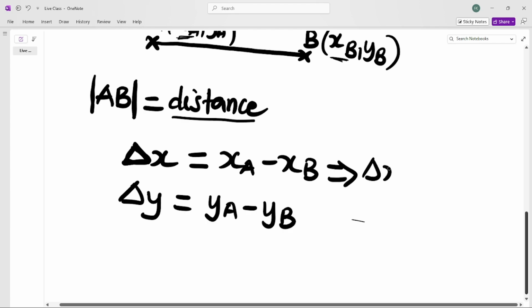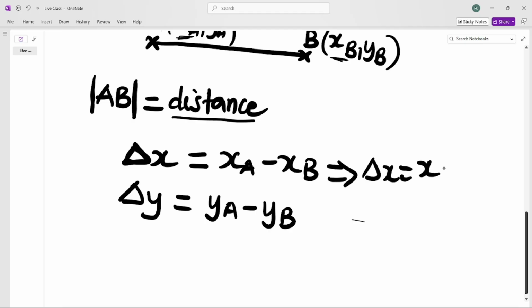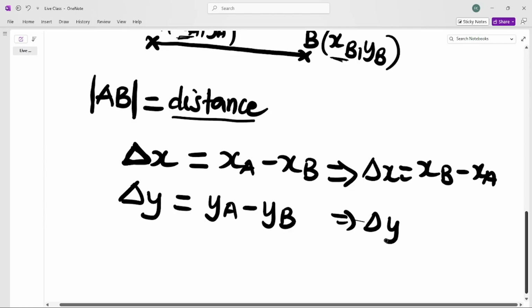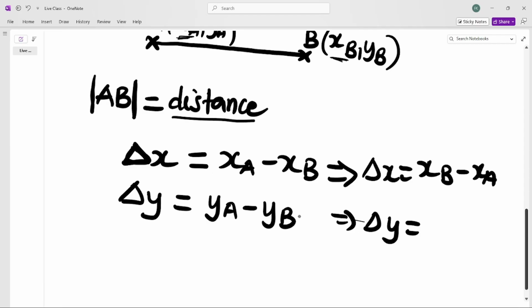You can also do like changing x. You can do x of b minus x of a, y of b minus y of a. You can do that, or even this one you can still go with. It doesn't matter which one comes first for this particular case. For finding the distance between 2 points, which one comes first doesn't matter.